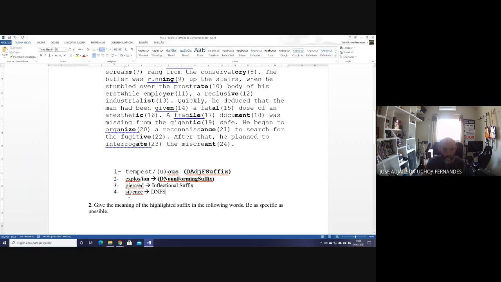Oh, teacher, but it's too difficult because the root is so small. Yeah, but you can compare with other words. Okay, so we have silence, silent. We have patient, patience. So that you can compare other words ending in ance. Okay.